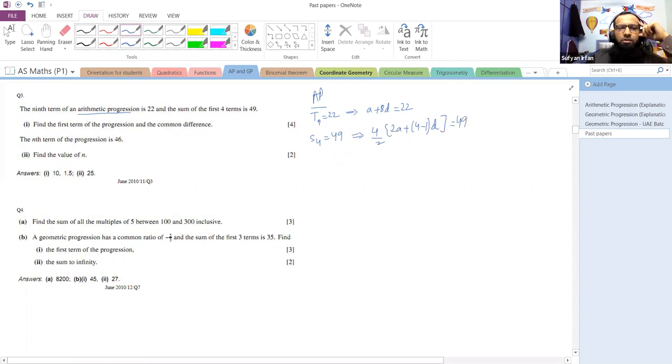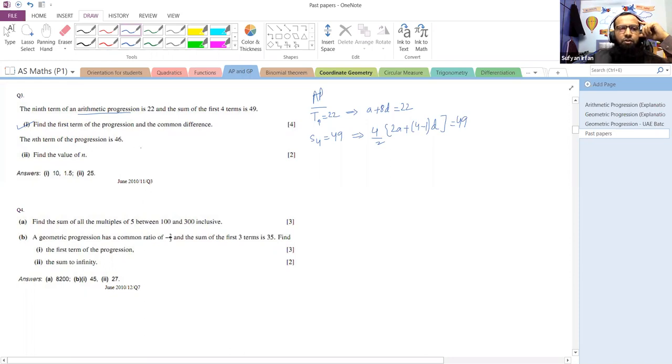We'll be forming the two equations. We are going to solve the two equations simultaneously, and we'll get the value of the first term and the common difference. The first part is done. And the second part says the nth term of the progression is 46. Find the value of n.